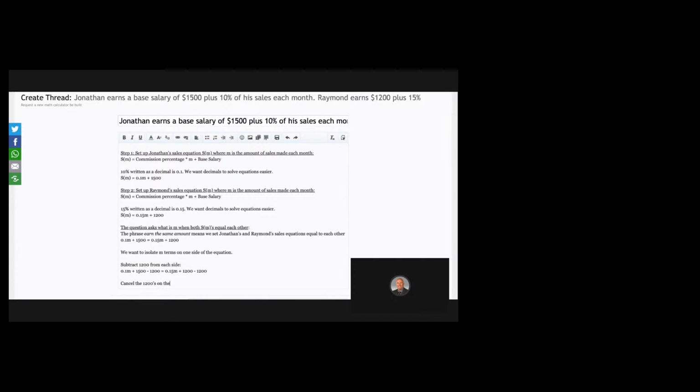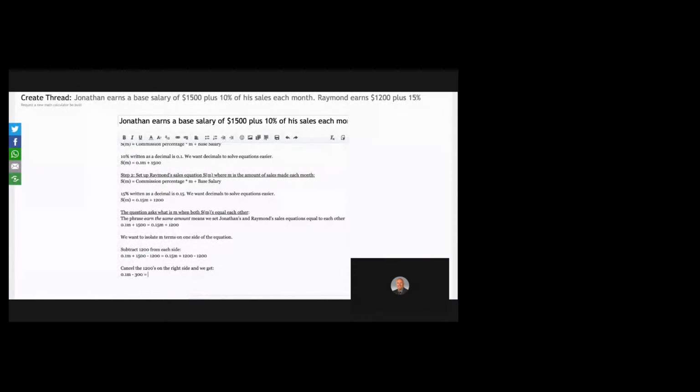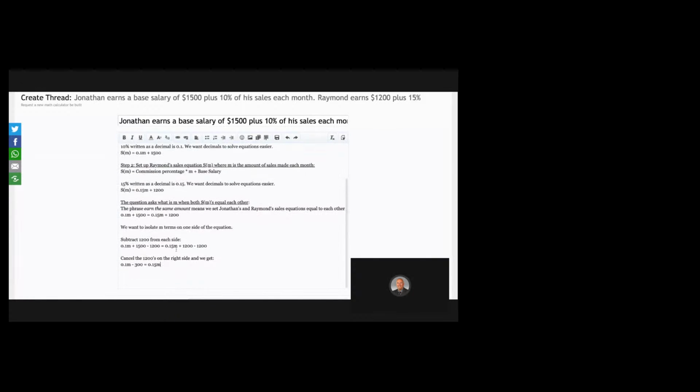Cancel the 1,200s on the right side, and we get 0.1 M minus 300, right? Because 1,500 minus 1,200 is 300, equals 0.15 M, and then the 1,200s go away. Great. So now we've isolated the constants on one side. Next, we subtract 0.1 M from each side of the equation to isolate M.